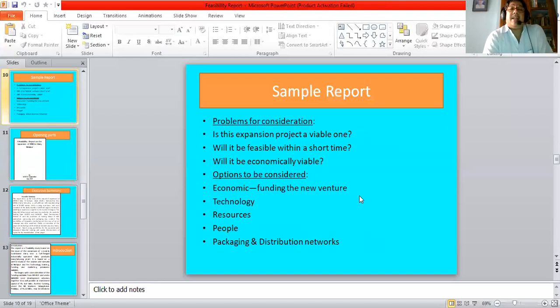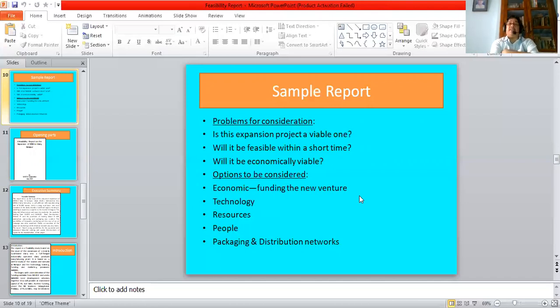Okay. Now, provided we have these factors in the case study, suppose I'm preparing a feasibility study on the basis of the information that I can collect from the local areas. The problem for consideration in this feasibility study would be whether this expansion project is a viable one or not, and whether it's feasible to do that within a short time, and will it be economically viable, which is the most important question, I think, which needs to be addressed here.